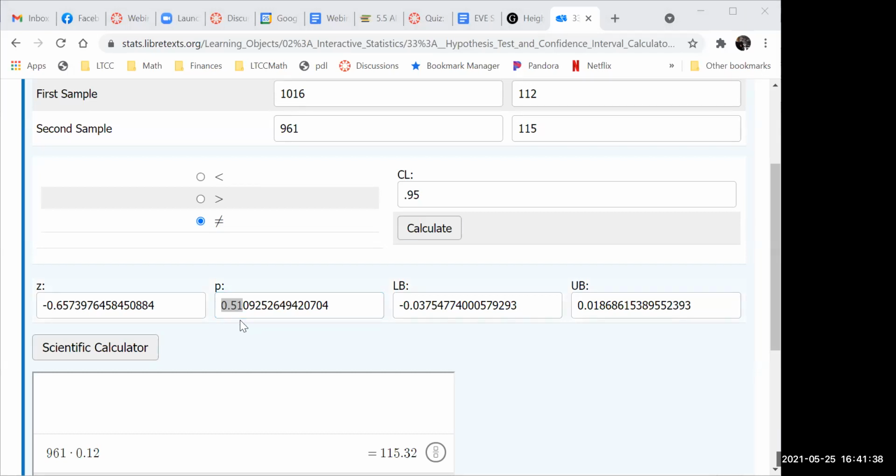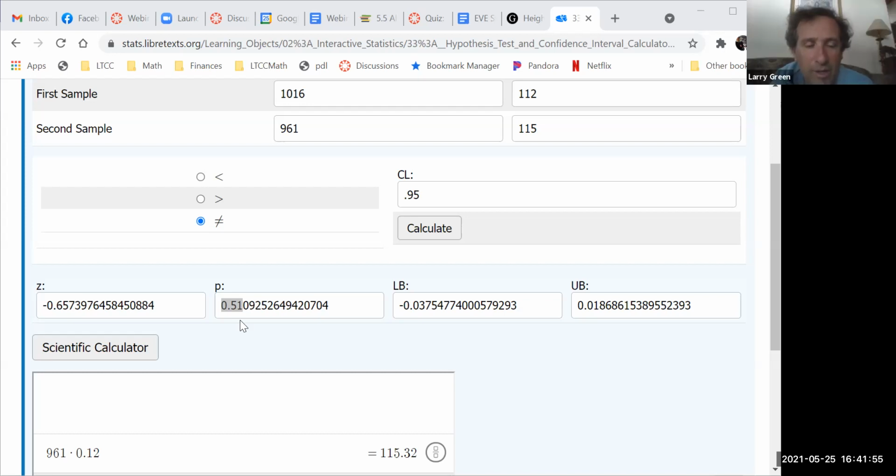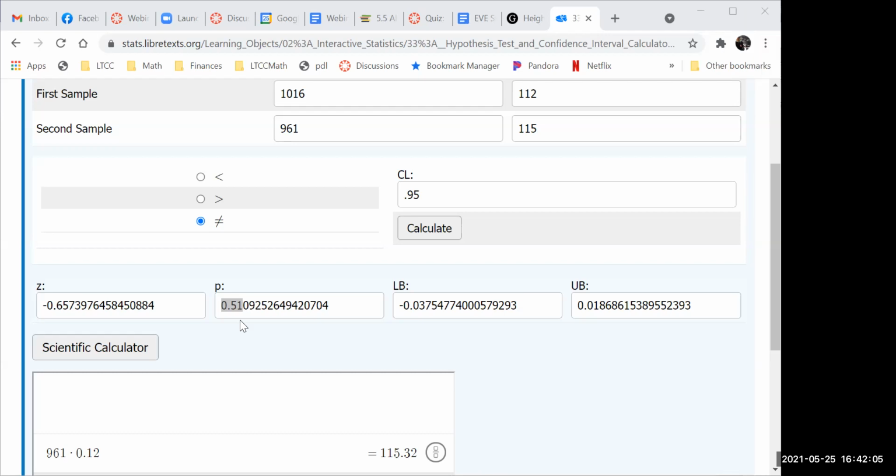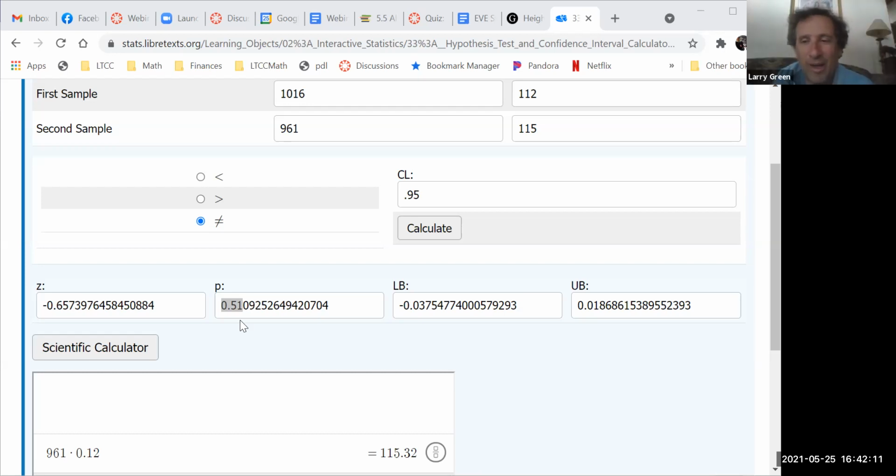That if H naught's true, and if the same sample of that size is taken, that there's a 51% chance. Okay, so that's how you interpret what it means to say you have a probability of 0.51. But what about the conclusion when you see 0.51 as your p-value? Oh, statistically insignificant or no conclusion. Yeah, statistically insignificant. I like those words better. So there's statistically insignificant evidence. We fail to reject the null hypothesis.